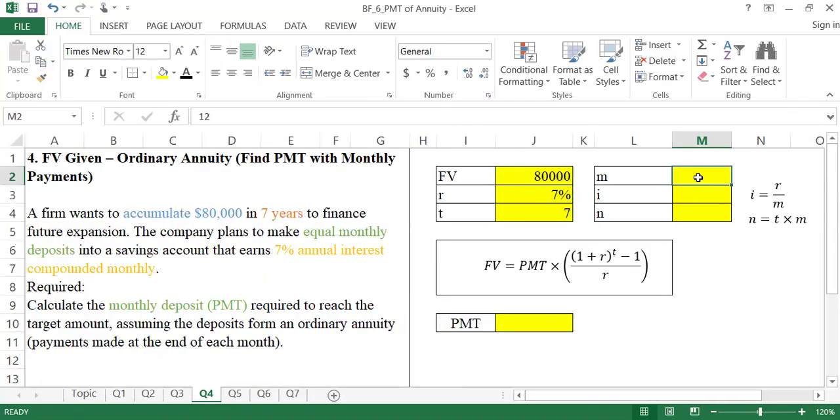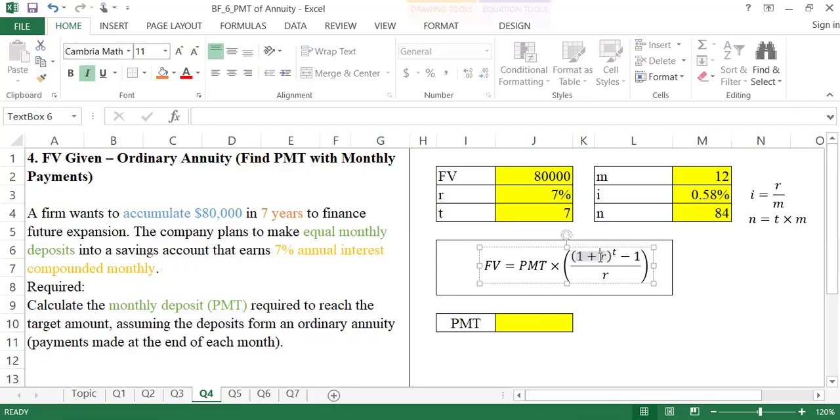Now we know for monthly compounding, M is 12. 7% per year indicates that the monthly interest rate is 7% divided by 12, or 0.58%. And the number of months is 7 times 12, which is 84 months.